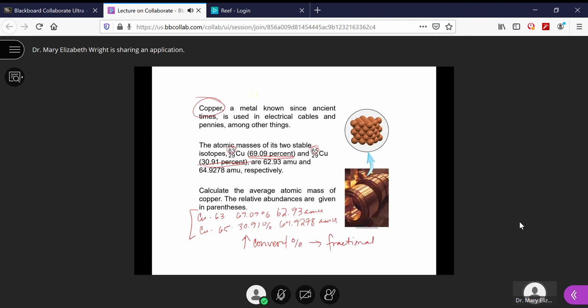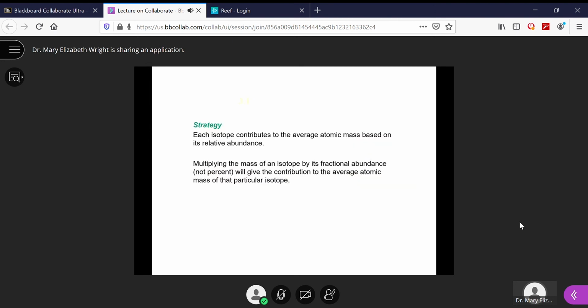So this becomes 0.6909, and this becomes 0.3091. So what do we do once we've gone through all that rigmarole? What do we do next? Well, we basically multiply each mass of each isotope by its fractional abundance, not percent, as I just noted, and add them together in order to get the average mass. That's all there is to it. Not difficult.